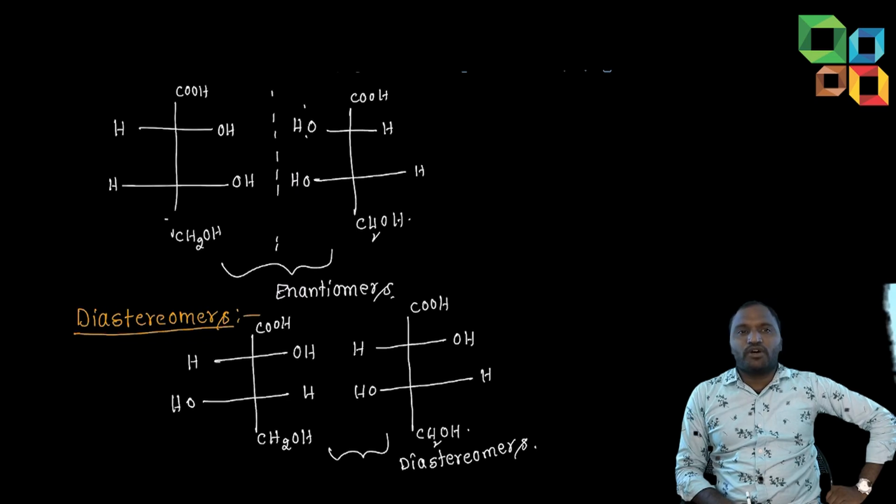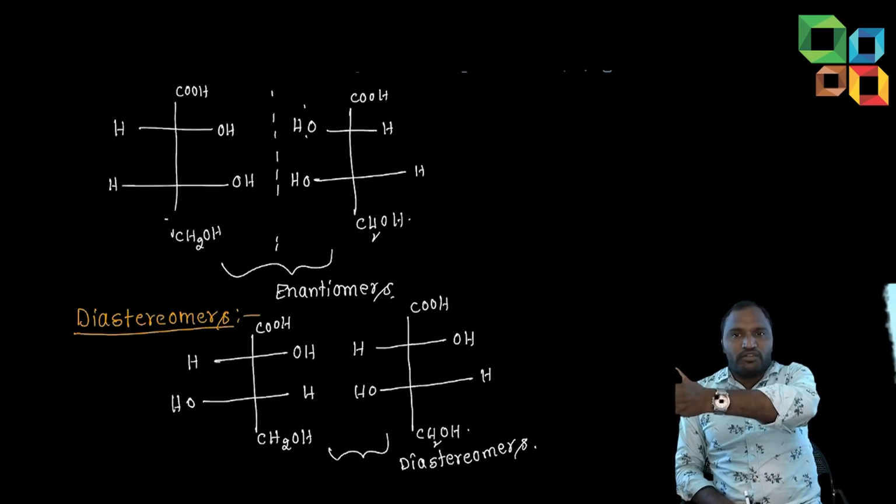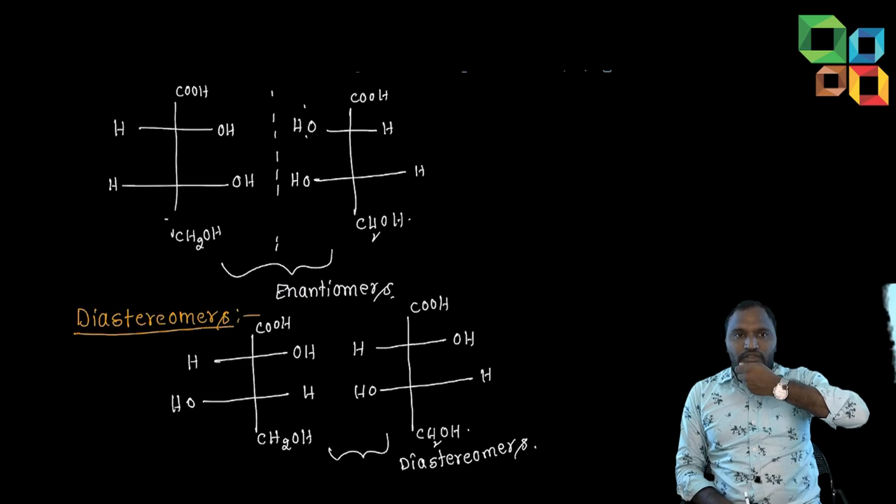These are all types of optically active compounds. Enantiomers and diastereomers are types of optically active compounds. While writing the number of stereoisomers, we may get enantiomers, we may get diastereomers, we may get meso compounds. So I am giving meso compounds.